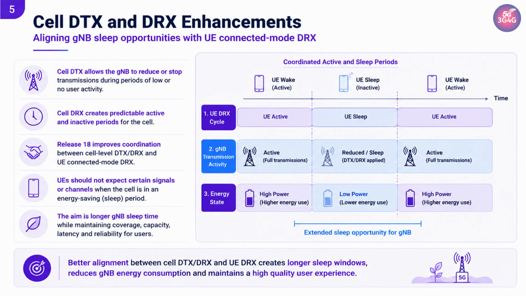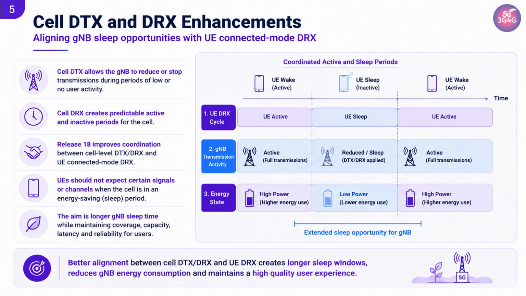Release 18 improves the coordination between cell level DTX or DRX and UE connected mode DRX. This allows the network to align UE wake-up periods with gNodeB active periods. During active periods, the UE and gNodeB can communicate normally. During sleep periods, the UE should not expect certain signals or channels on the corresponding cell. This helps create longer and more useful gNodeB sleep windows.